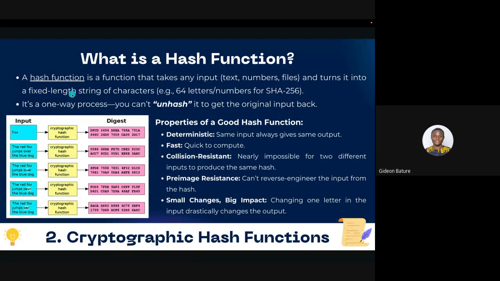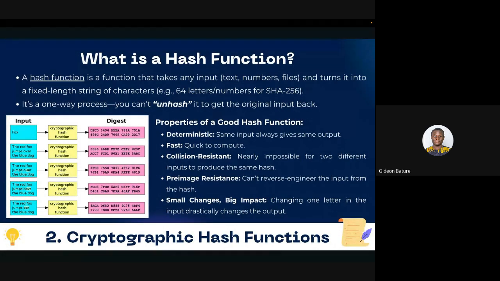All right. So it means that irrespective of what we put in this hash function, it will always return a 64-length string of letters or numbers. That's for SHA-256. There are other kinds of hash functions, and each of them has its own particular length. So now, say it's a one-way process. You can't unhash it to get the original input back. So one interesting thing about this hash function is that once you hash something, it is impossible to unhash it.